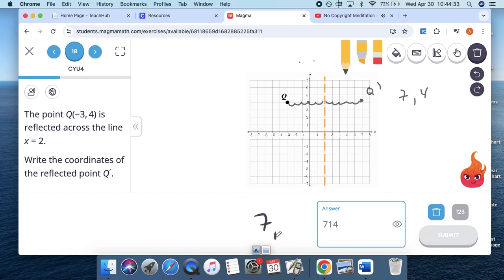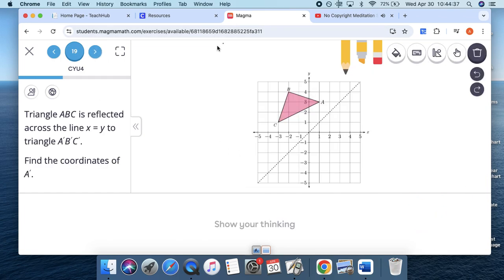Okay, 7, 4. Triangle ABC is reflected across the line x equals y. Find the coordinates of A prime.